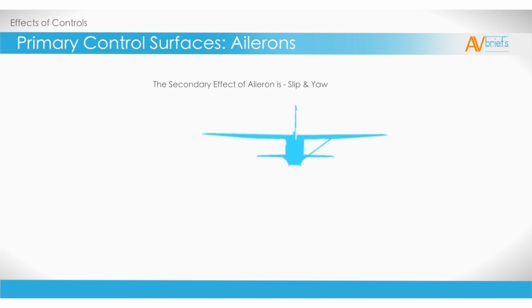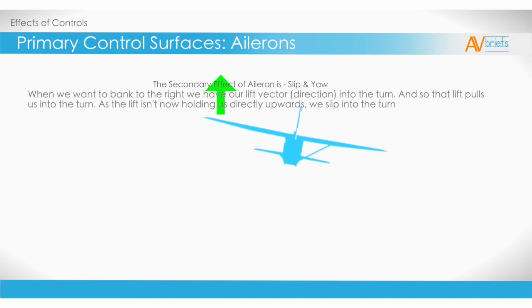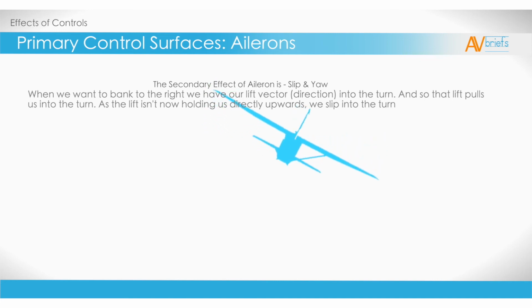Another secondary effect of aileron is slip and yaw. When we want to bank to the right, we have our lift vector point into the turn. And so that increased lift pulls us into the turn. As the lift is not holding us directly upwards, and it's pulling us across as well now. We slip into the turn.